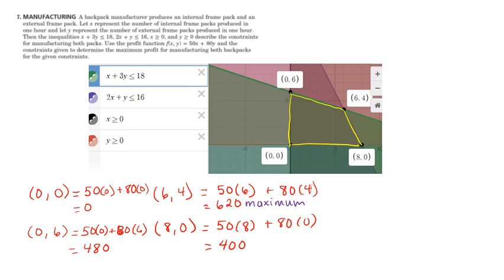So the maximum profit is $620, and that's when I make 6 internal frames and 4 external frames. All of these points in here, so if I picked any point in this space here, all of those would be less than 620. So there's still possible combinations I can make, but they would all be less than 620.